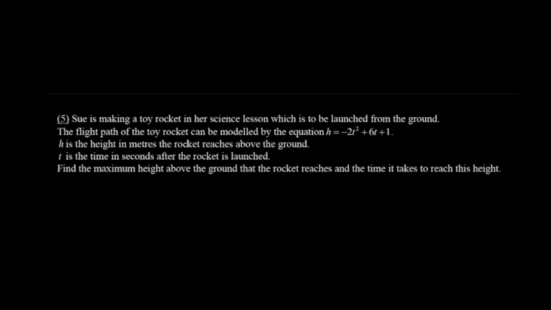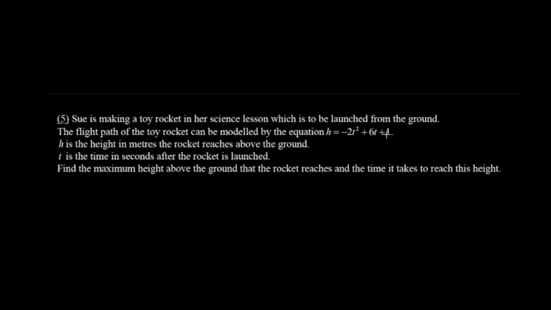Okay, we've got a toy rocket and the flight path is modelled by this quadratic equation here, h being the height above the ground and t the time of the rocket's flight in seconds. And we're asked to find the maximum height above the ground that the rocket reaches and the time it takes to reach that height. Okay, well, there's really not a lot we can do with this quadratic here.